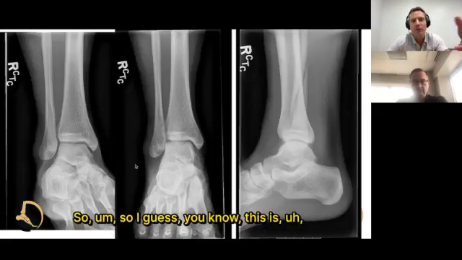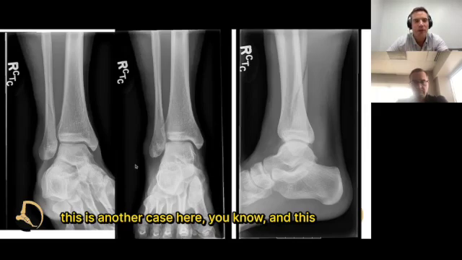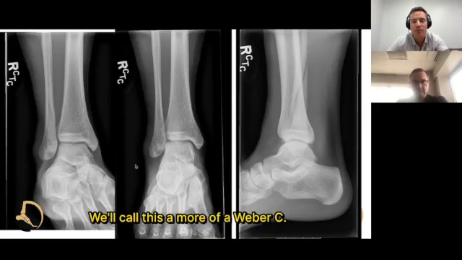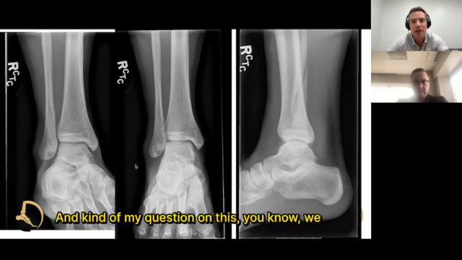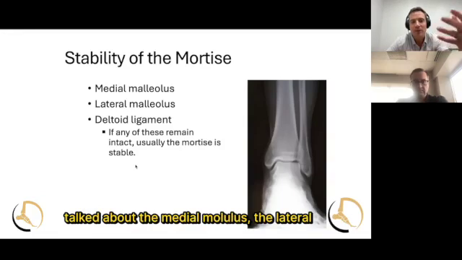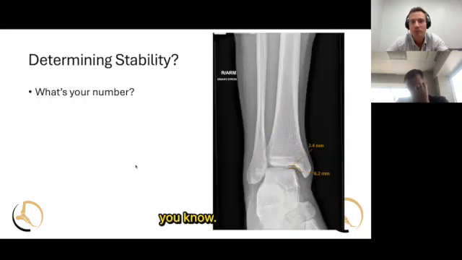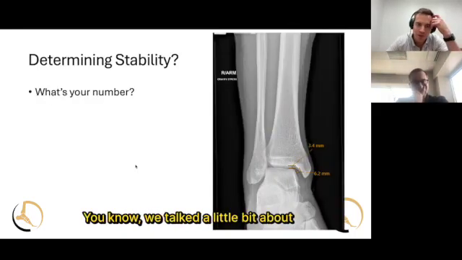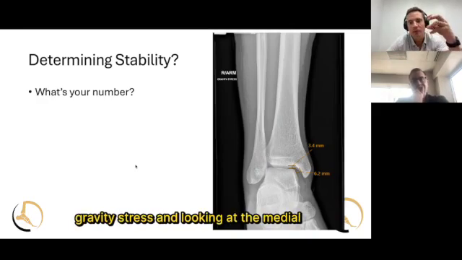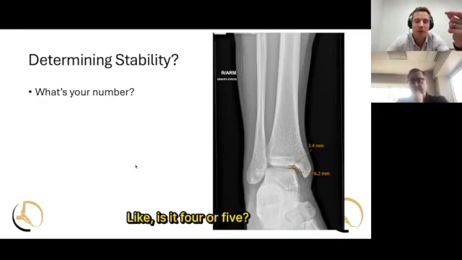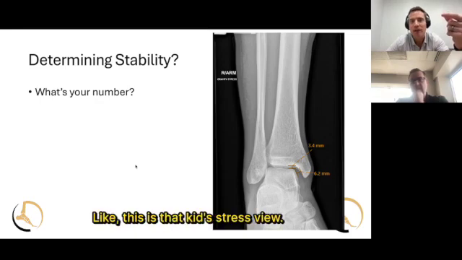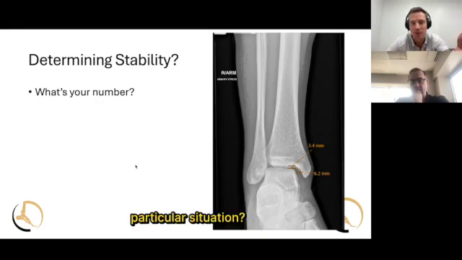so I guess this is another case here. This is a little higher. We'll call this more of a Weber C, and these are the initial views. These are non-weight bearing X-rays, and kind of my question on this: we talked about the medial malleolus, the lateral malleolus, and if any of these remain intact, usually the mortise is going to be stable. But what's your number? We talked a little bit about gravity stress and looking at the medial clear space. Like, is it 4 or 5? Is it 6? This is that kid's stress view. So, do you think this is unstable in this particular situation?